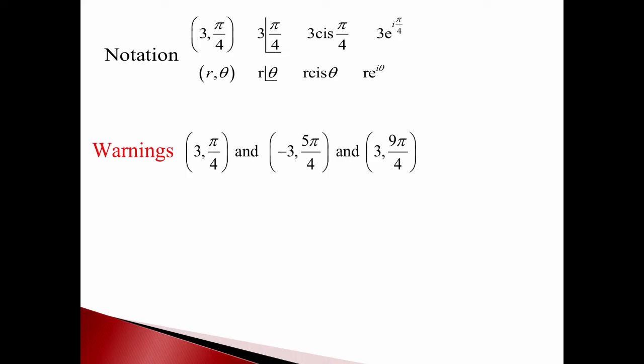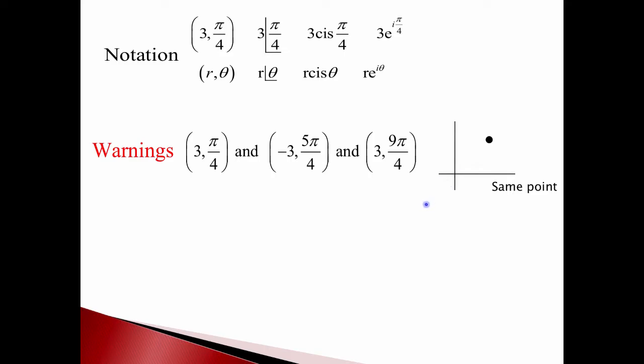Okay, now for some warnings. There's a problem with polar coordinates that you don't have with rectangular coordinates. That is, there are lots and lots of names for the same point. All three of these ordered pairs that I've written there are actually coordinates for the same point. So 3 comma pi over 4 means head off in the pi over 4 direction and go 3 units.